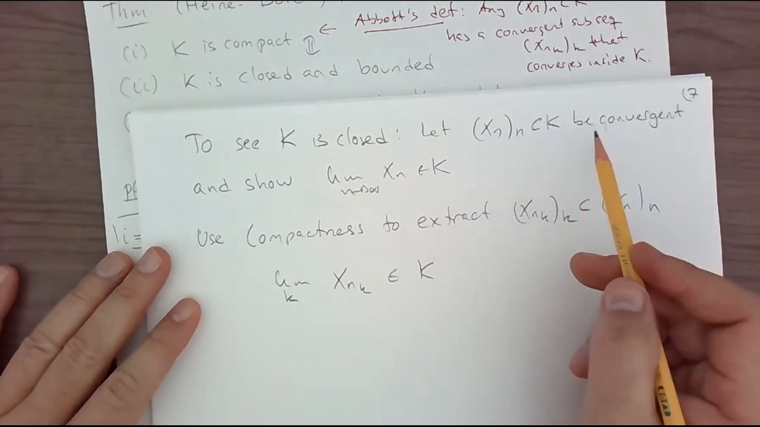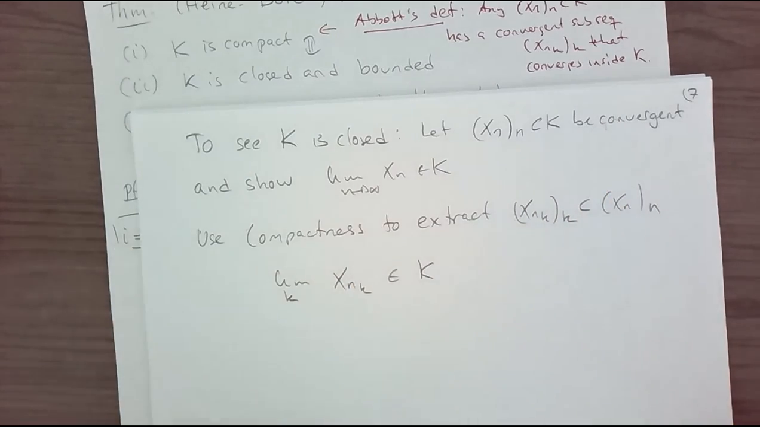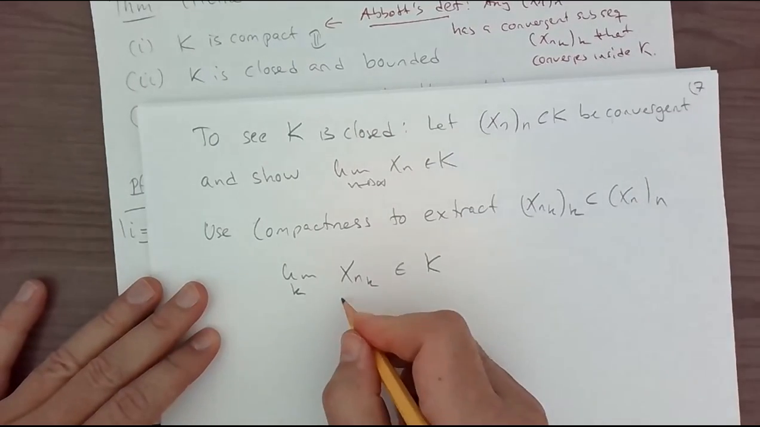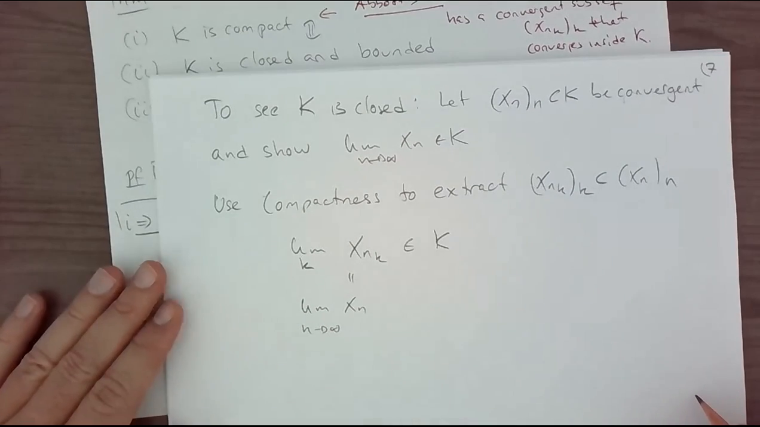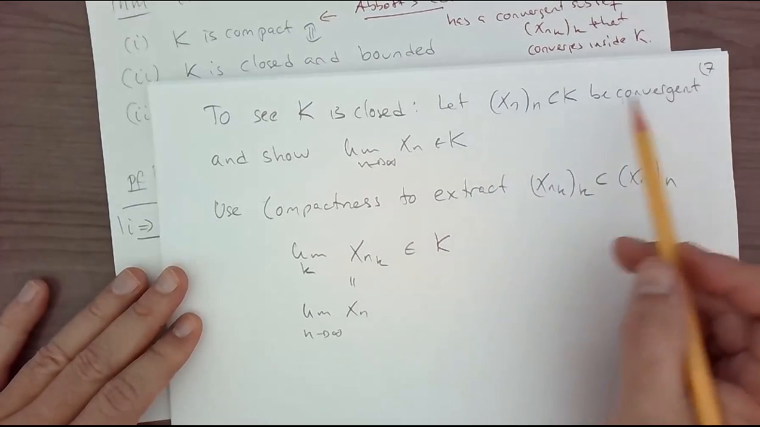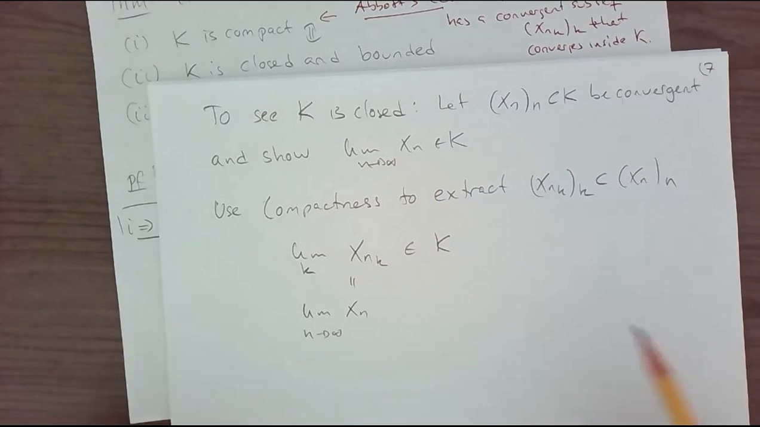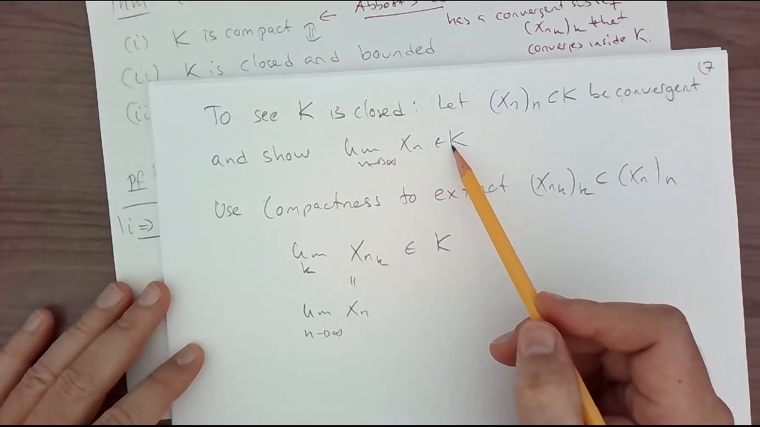Right, but the original sequence is already convergent. So when the original sequence is convergent, then any subsequence is going to converge to the same limit. So this here is going to be equal to the limit of xn as n goes to infinity. And so there you have it. The convergent sequence inside K, the limiting point is going to be inside K as well.